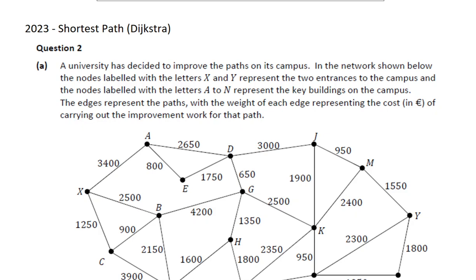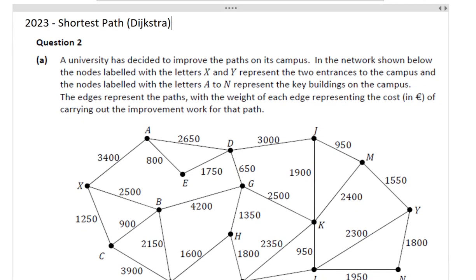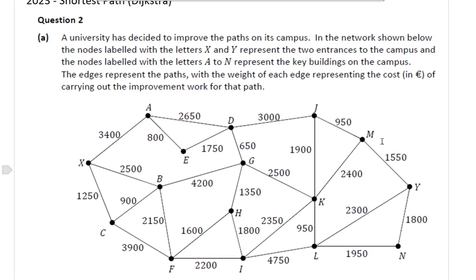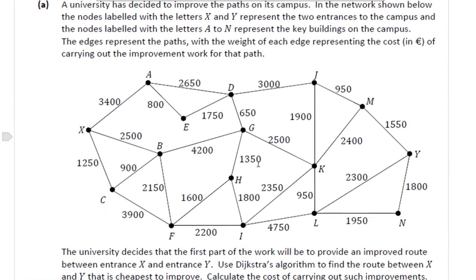So we're going to look at the 2023 question on shortest path in a network, and to find the shortest path by implementing Dijkstra. The question here is university, paths, campus. It doesn't really matter at all. The only thing we really need to know is what the answer is going to be, or the units, or what we're trying to find the shortest path on. And here it is money: the cost of carrying out the improvement work for that path.